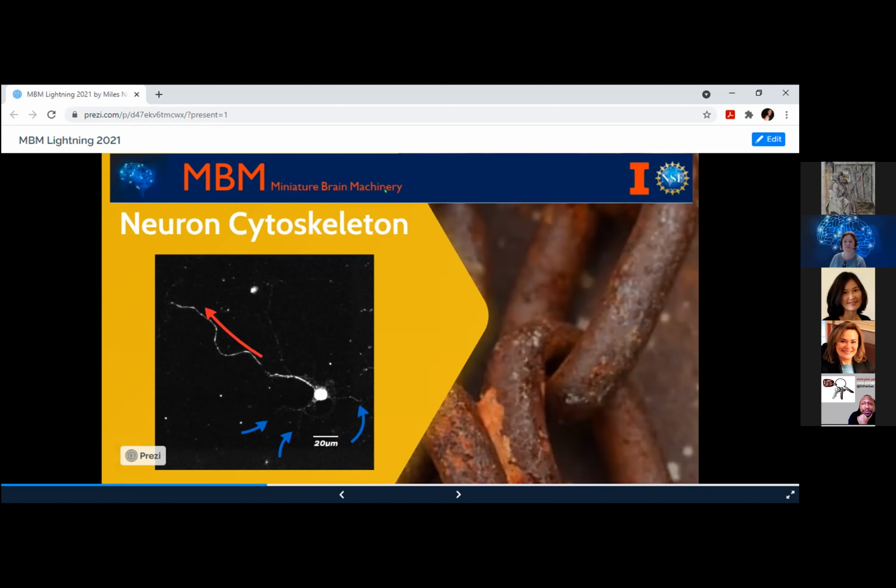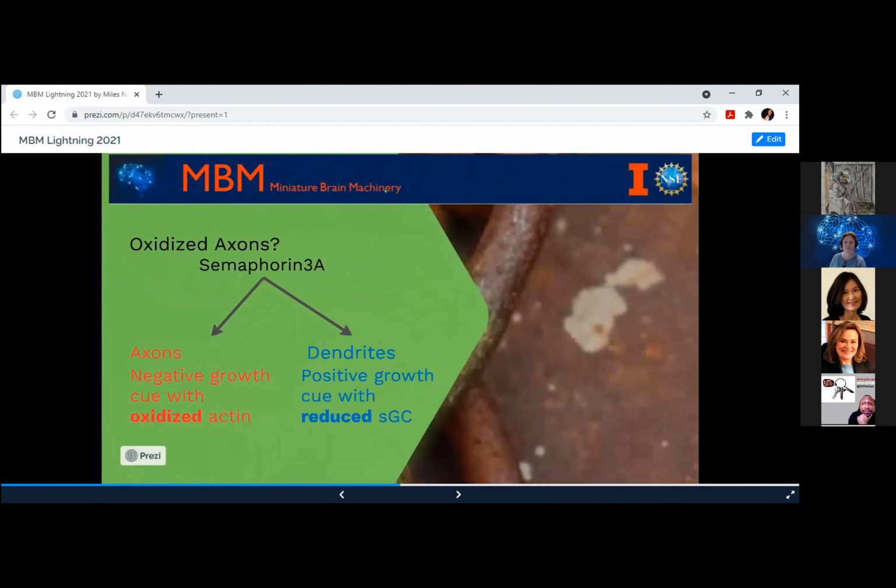Now, within the brain, there are multiple ways in which this happens. What I focus on specifically is semaphorin 3A. Semaphorin 3A is an interesting secreted chemical cue because it has two different effects on axons and dendrites. In axons, it functions as a negative growth cue, causing the collapse of that growth cone via the oxidation of the actin within that growth cone. Within dendrites, it has the opposite effect, functioning as a mild positive growth cue, and part of that effect requires the reduced state of soluble guanylate cyclase as well.